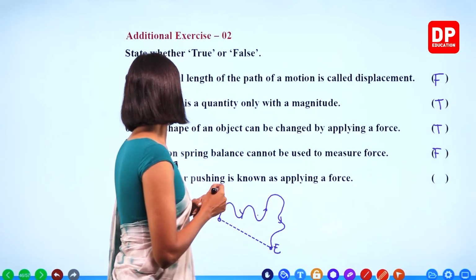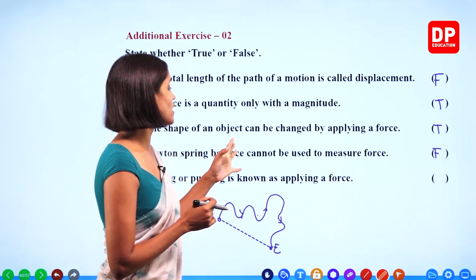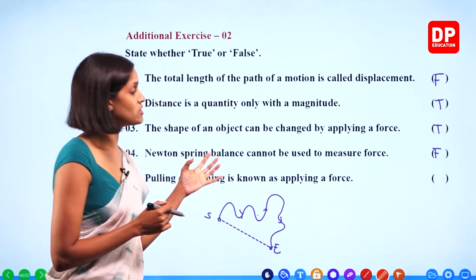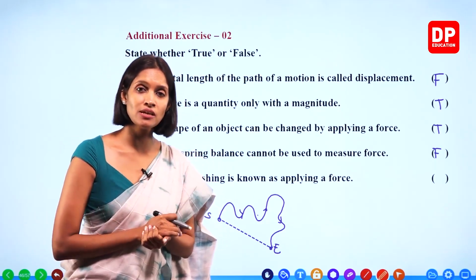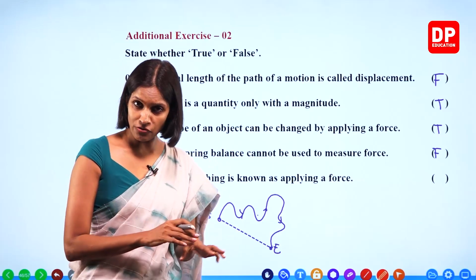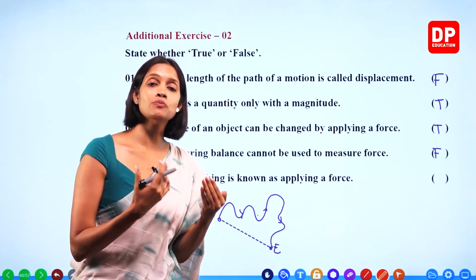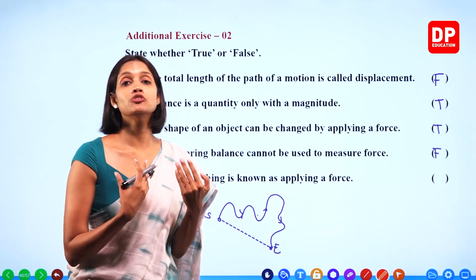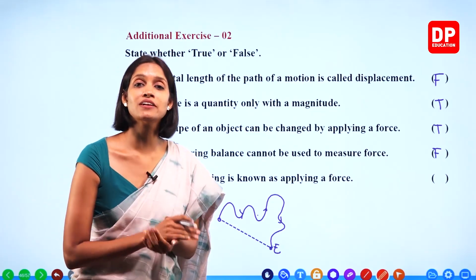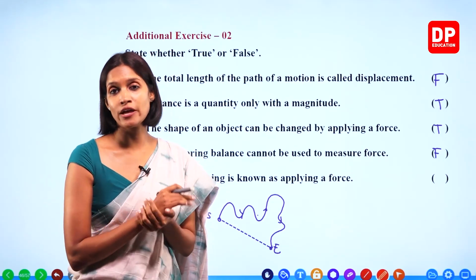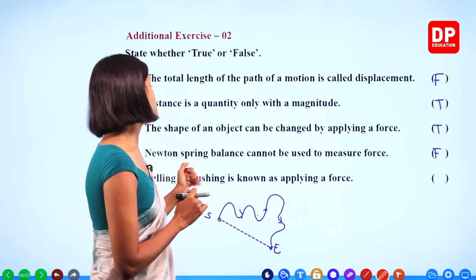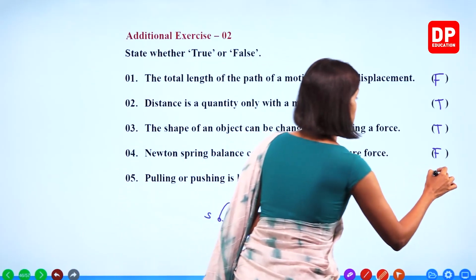Next one. Pulling or pushing is known as applied force. Yes. Every time we do something, if we look into that carefully, the activity is either a push or a pull. So when we do something, physical activity, we always apply force. Therefore, pulling or pushing is known as applying force. That is true.